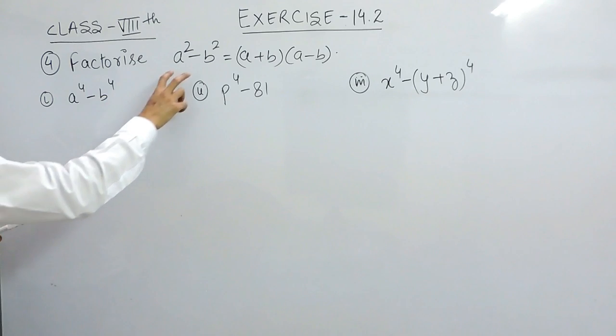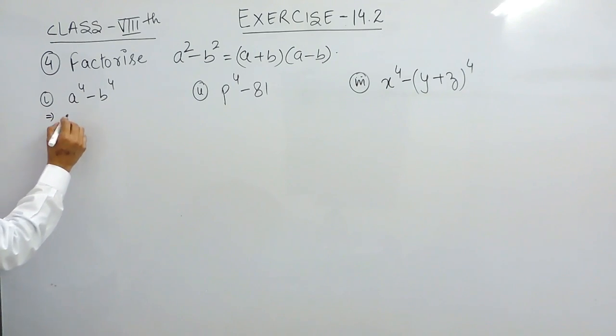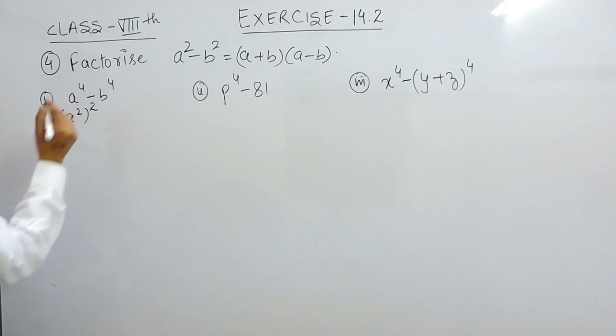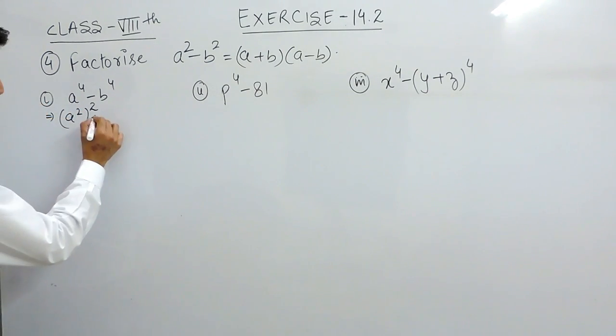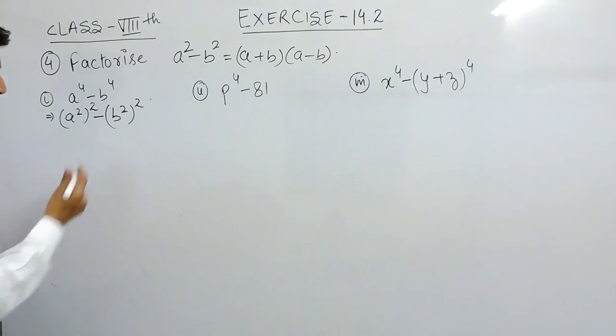So first of all, here the power is 2 and here the power is 4. So let me convert them. This is a square whole raised to power 2. So a raised to power 4 can be written as a square raised to power 2. When we solve this, the powers get multiplied and this becomes a raised to power 4. So this is same as this. And this can be written as b square raised to power 2.